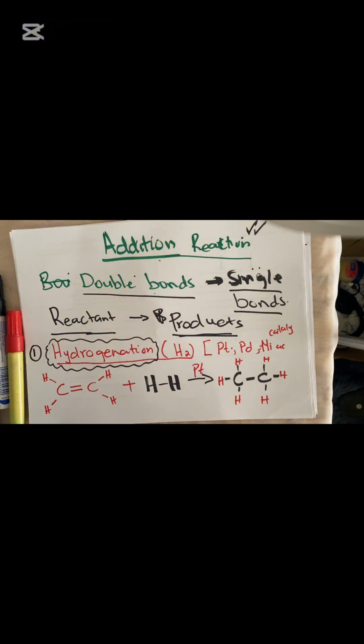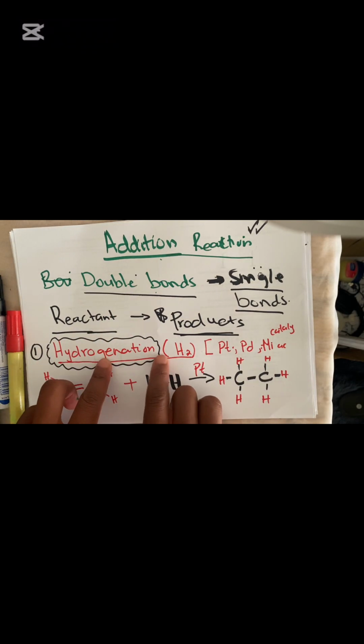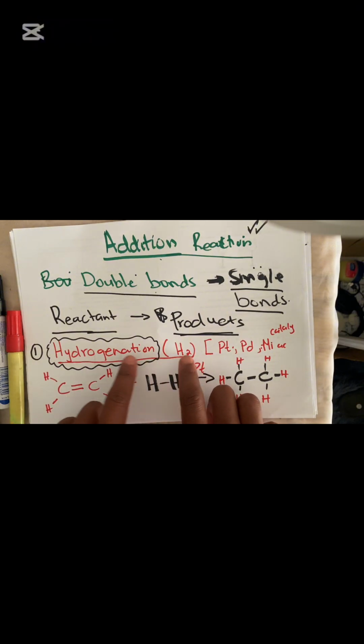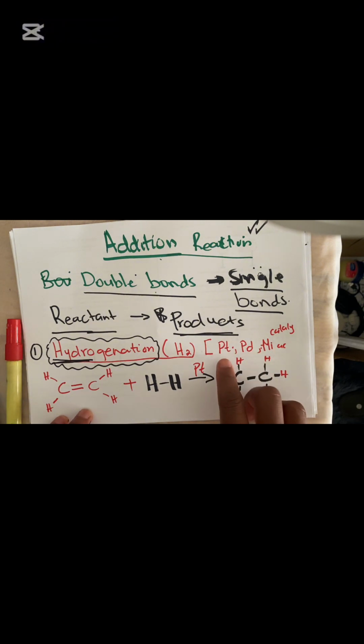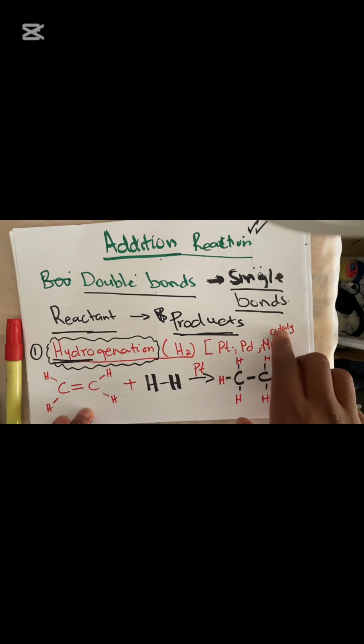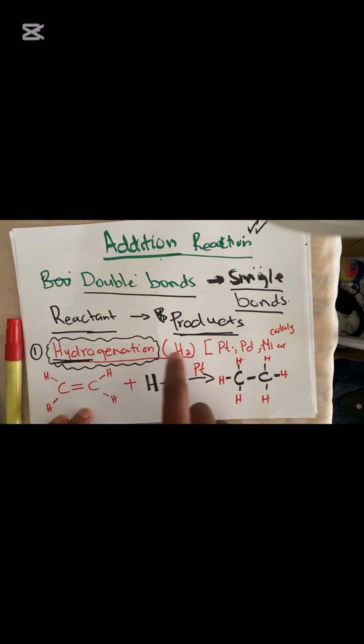We have several types of addition reaction we can look at. The first one is hydrogenation. In hydrogenation, hydro comes from hydrogen. We will be adding hydrogen gas. And the reaction condition for that is what? Pt, Pd, or nickel as catalyst. Check the reaction condition saying hydrogenation.